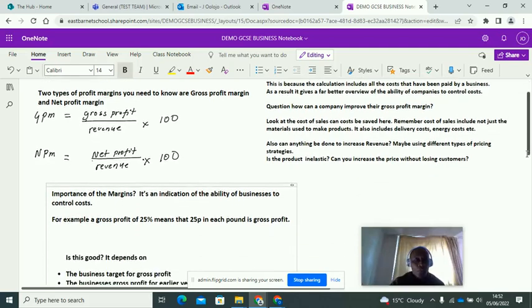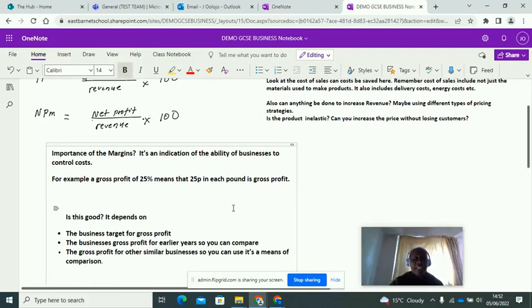Okay, what are the importance of margins? Because we hear about margins all the time. Okay, it's an indication of the ability of a business to control their costs. It shows whether a business can control their costs. For example, in 1 year, if your net profit is 40%, then the next following year, your net profit becomes 25%, then there's a problem with your costs in terms of cost of sales.